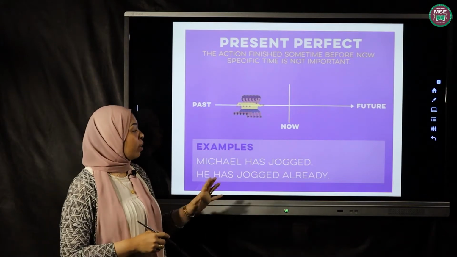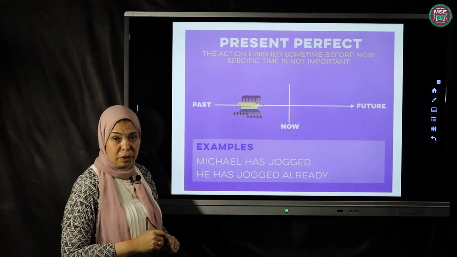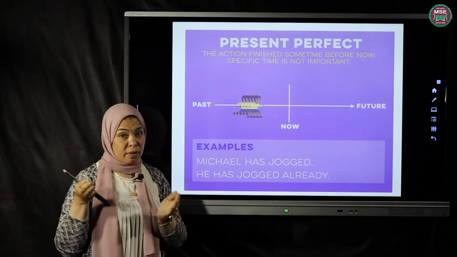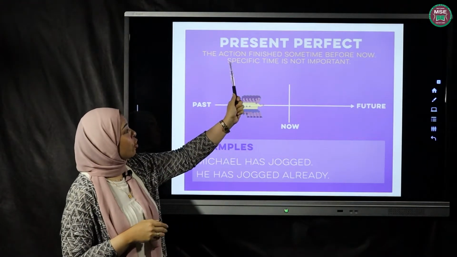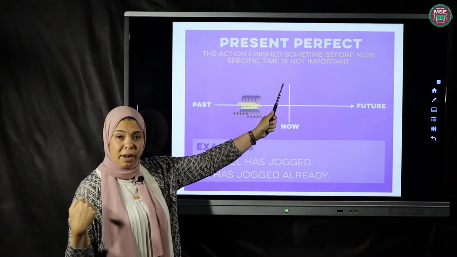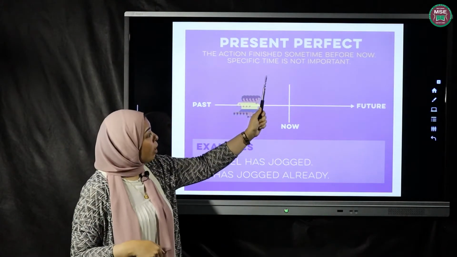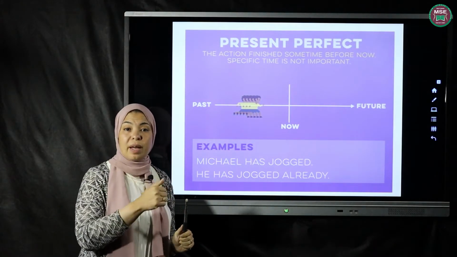From this chart, you can understand the present perfect simple. The present perfect simple, as you see, is an action that finished in the past and continues up to the present. As you see here, the action finished sometime before now. Specific time is not important. So this is the difference between present perfect and past simple.